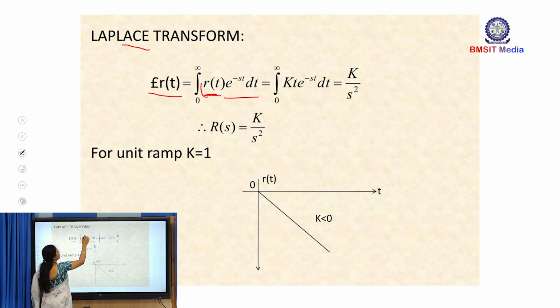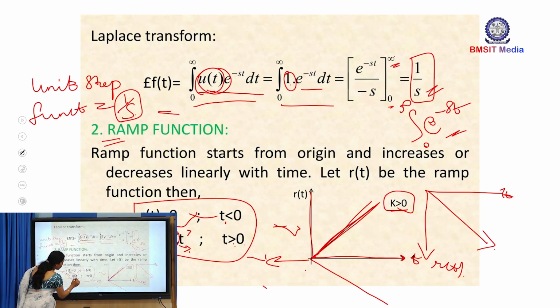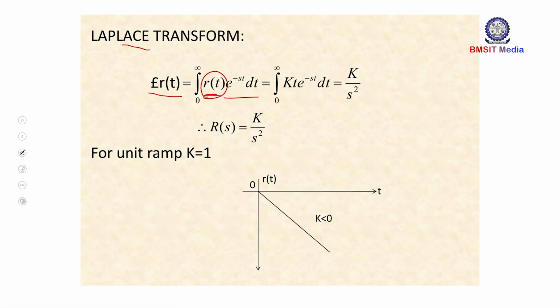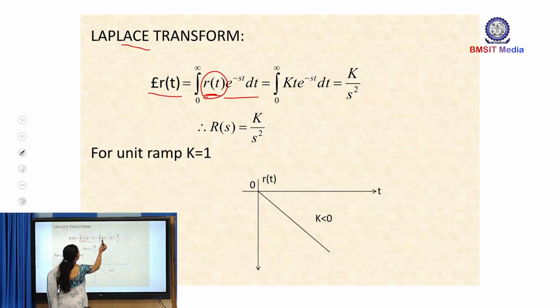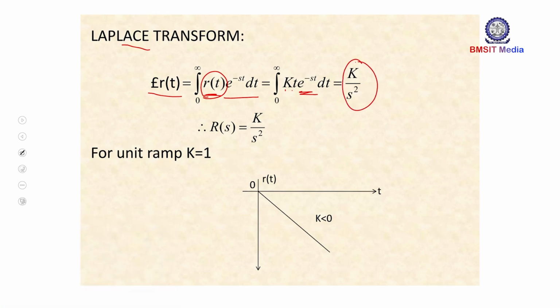But what is this r of t? This r of t we have already got here: for t greater than 0, the value of r of t is nothing but kt. So, I am substituting k into t, e to the power of minus st, into dt. Now, let us assume that the value of k is a constant. I will bring this constant outside. Now, whenever integration is there with respect to two terms, we know how to do that by using the parts method. By using the parts method, I will be getting the final answer for the ramp as k divided by s square.